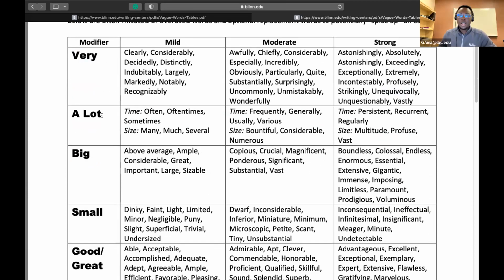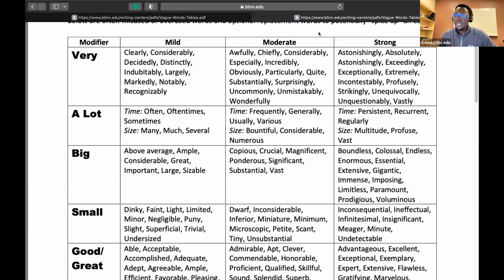Awesome. So another word we should avoid is a lot. I make that mistake too sometimes. He dances a lot. She or he complains a lot. Instead of using a lot, you could use the words often, oftentimes, sometimes, frequently, generally, usually, various, bountifully, considerable, numerous, persistent, recurrent, regularly.